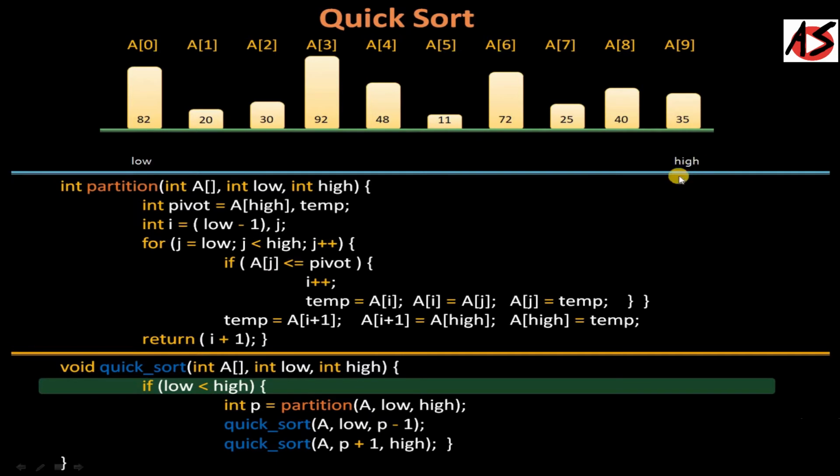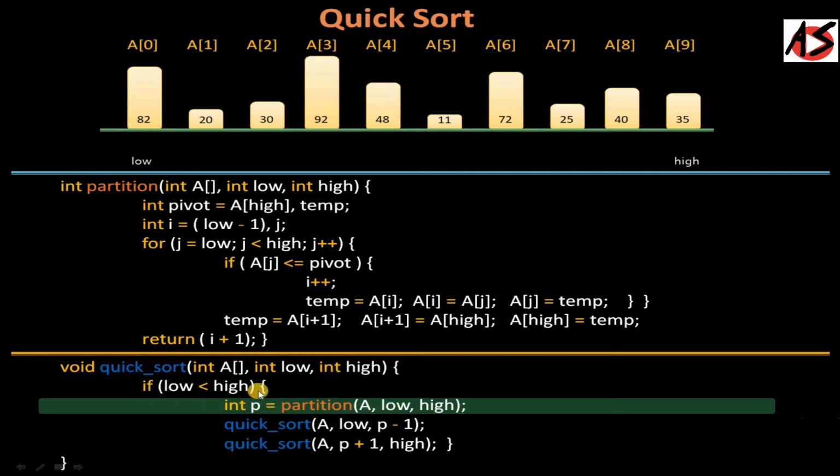If low is less than high, you go for the partition and the recursive call of quicksort. If low and high are equal, that means it is a single element list, and you don't need to sort a single element list. This is a recursive call, and in a recursive call you require a termination condition. So every time you have to check low less than high. Here low is at 0 and high is at 9, so low less than high is true.